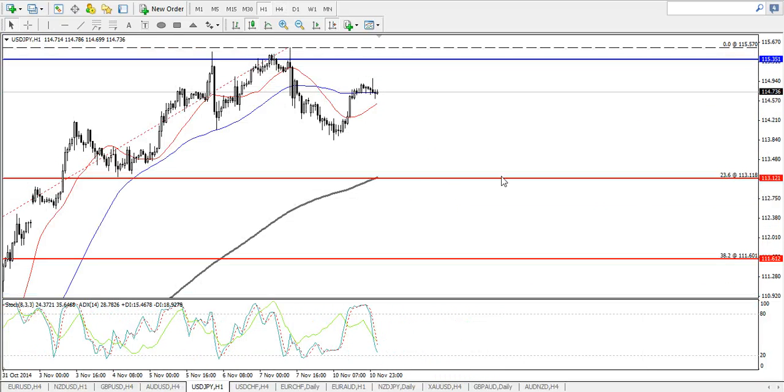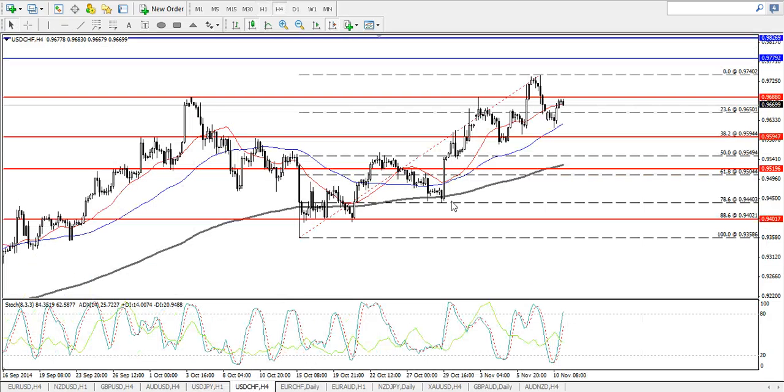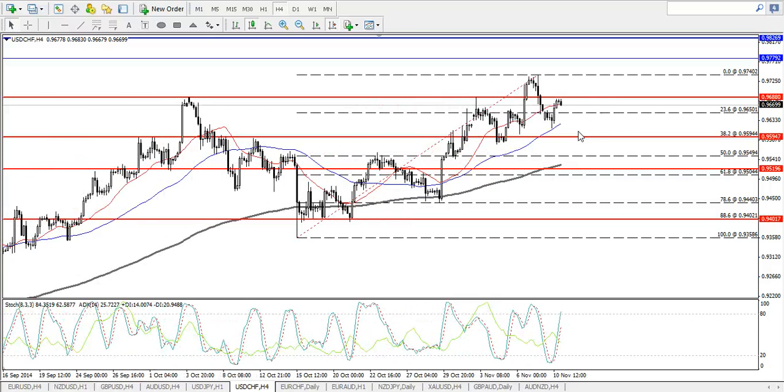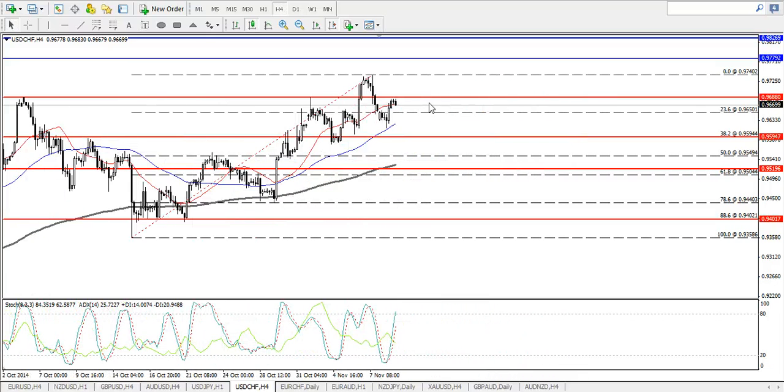Next, we shall take a look at the dollar against the Swiss franc. So price has gained a little, seems exhausted as well, so we are waiting for price to retrace further. The first level we shall look at is the price of 0.9594, a retracement level of 0.2%.